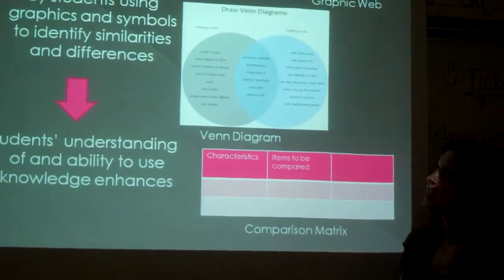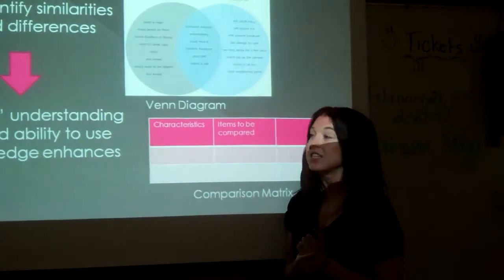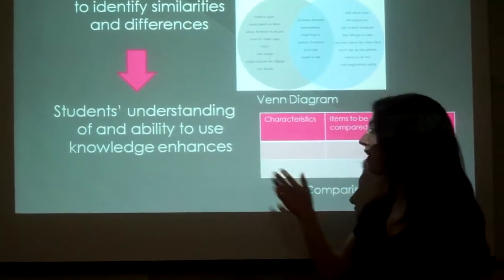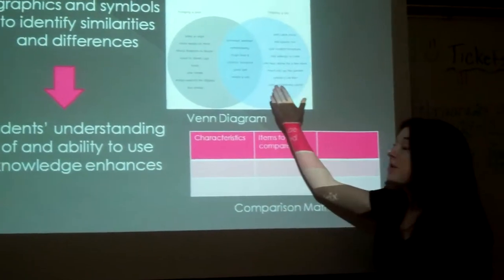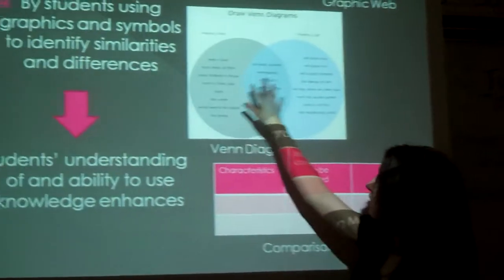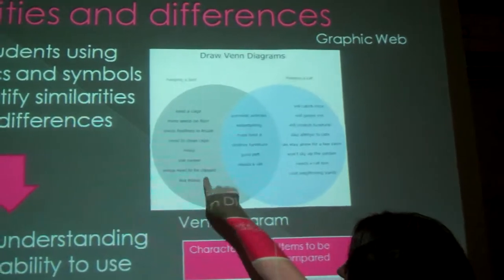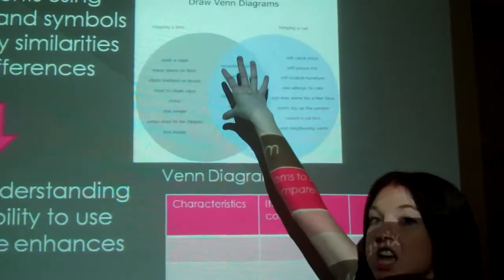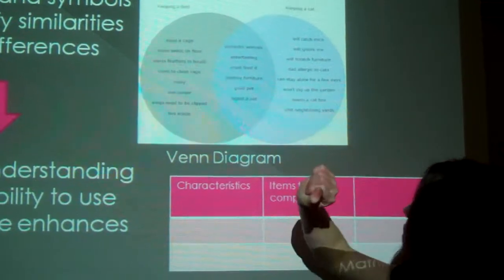Using graphics to identify similarities and differences, it also helps the students' understanding of and ability to use knowledge. An example would be a Venn diagram. That's when two different items are compared and contrasted. In this item, we find the differences between the two items. In the center, you have the similarities between the two.